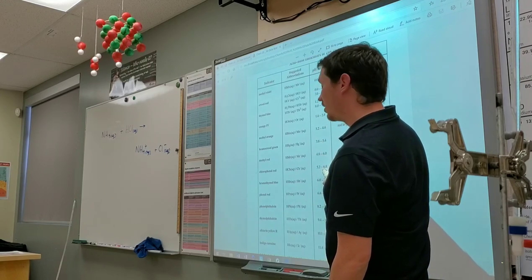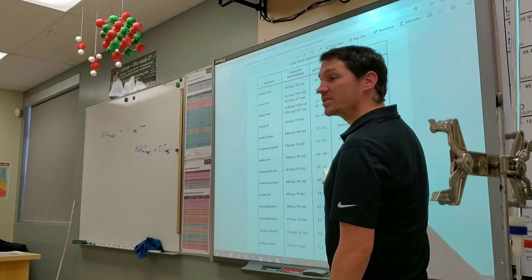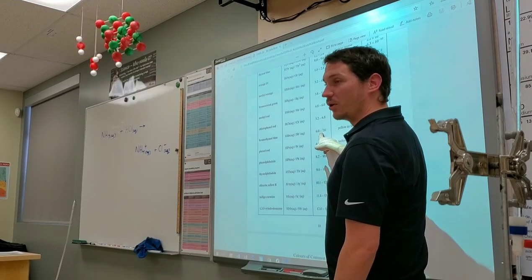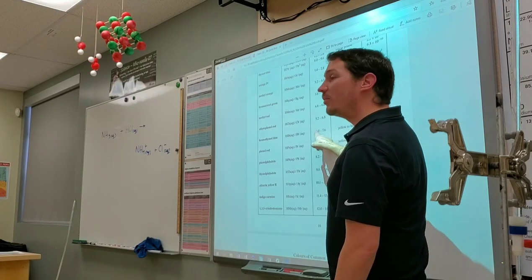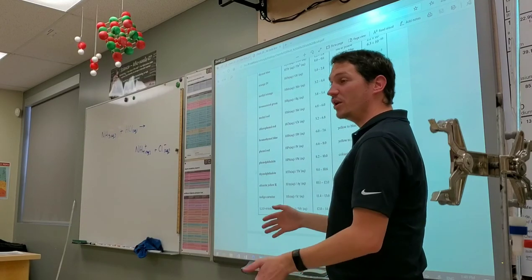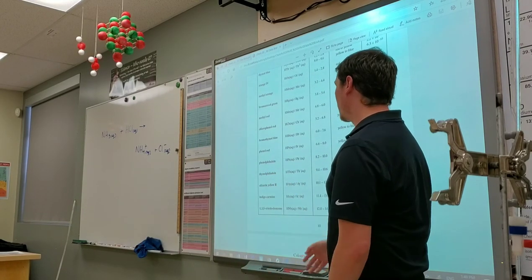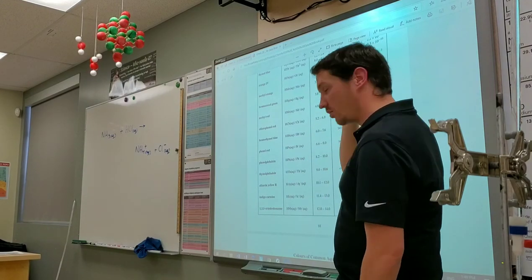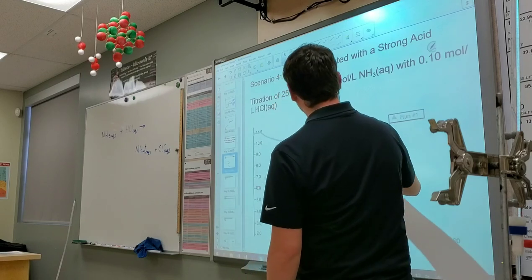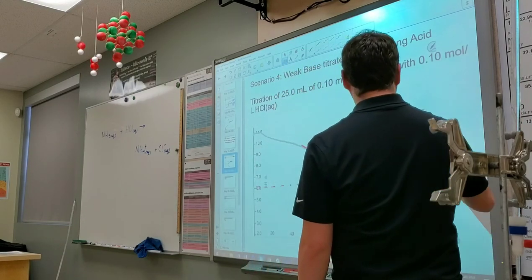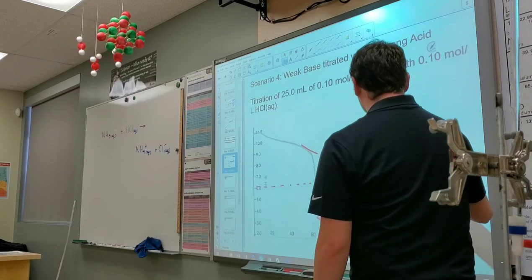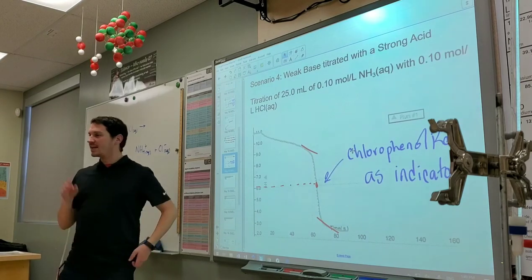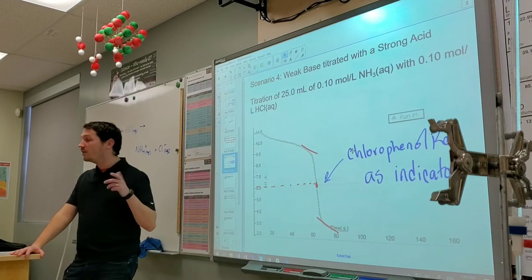Chlorophenol red's pretty good. Is a pH of 6 somewhere in the middle of this range? Yes, it's literally smack dab in the middle of this range. Would bromothymol blue be appropriate? No. Is it somewhere in the middle of this range? No. So no, bromothymol blue would not be appropriate. What about phenol red? No, 6 is way before there, right? The only appropriate indicator is chlorophenol red. So we would use chlorophenol red as our indicator. Does that kind of make sense? Yes. It's all about the equivalence point.